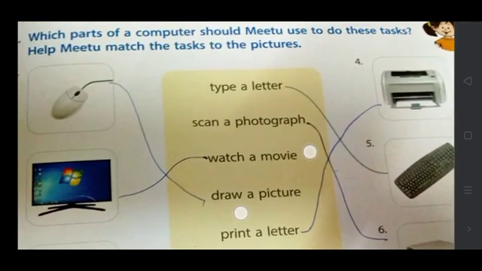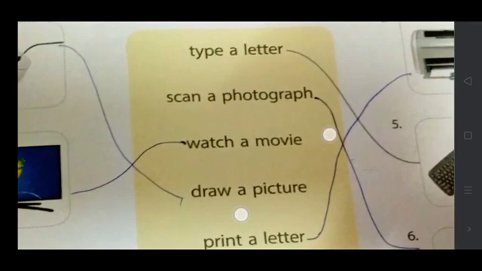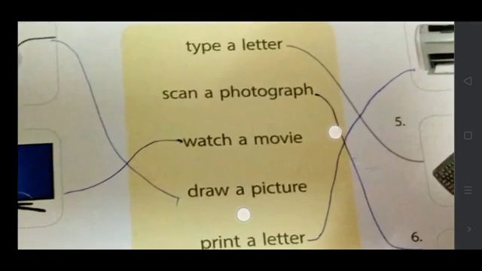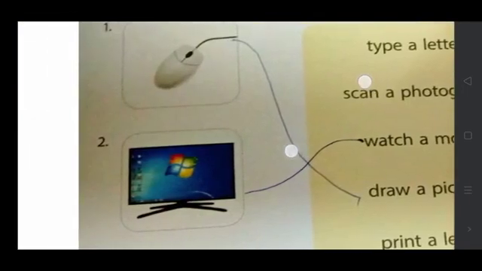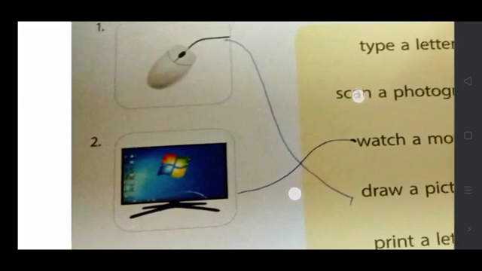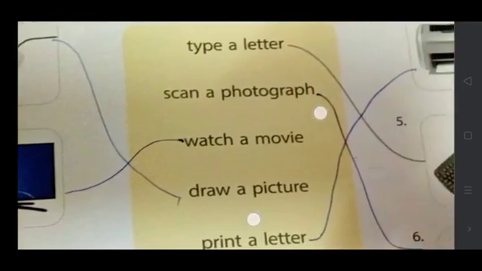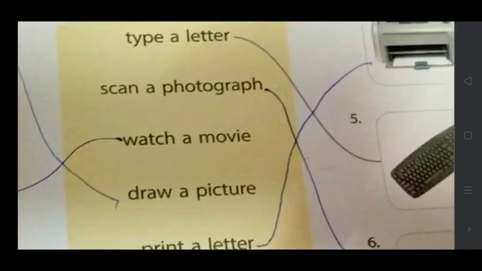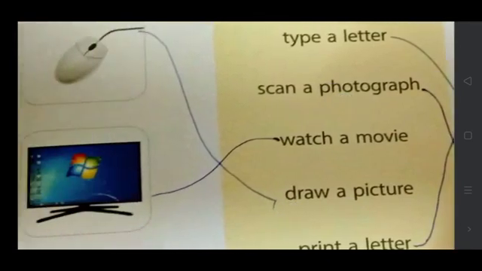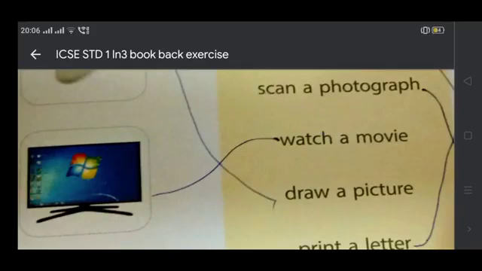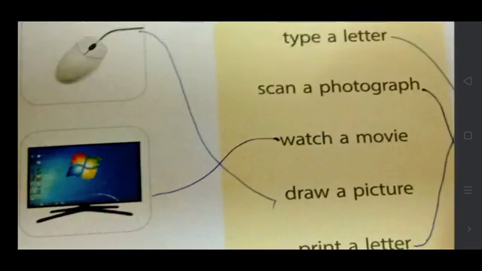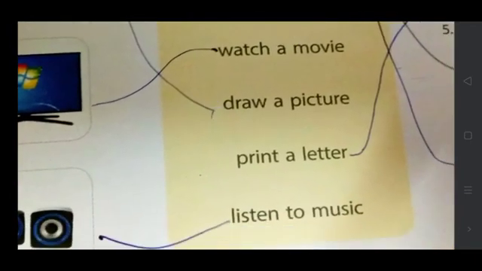Then third one, watch a movie. Which part of the computer will she use? She will use the monitor to watch the movie. Now she wants to draw some picture. Which part will she use? She will use this mouse, isn't it? She will use this mouse to draw a picture.